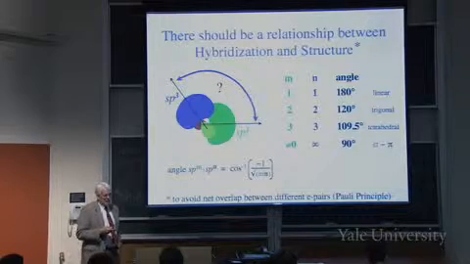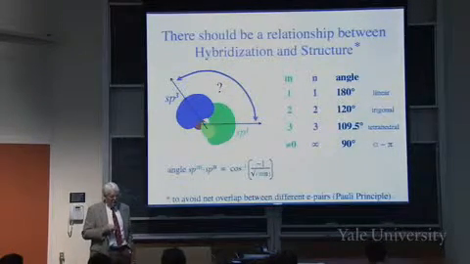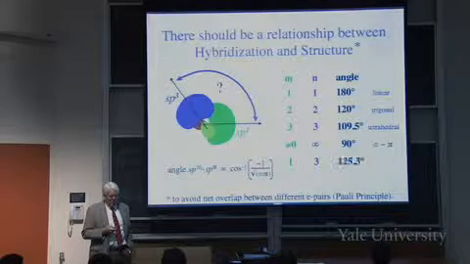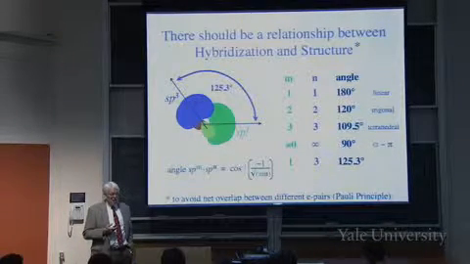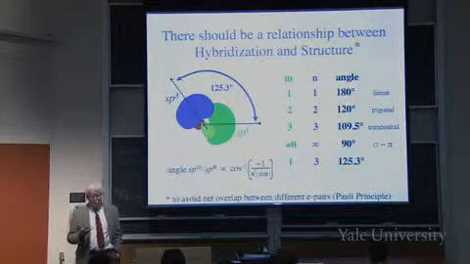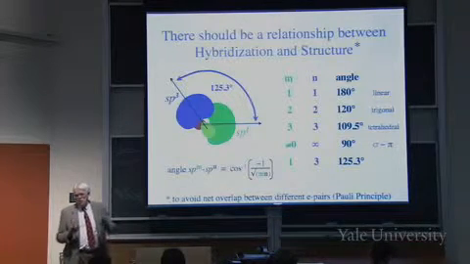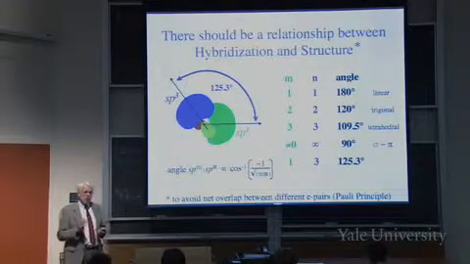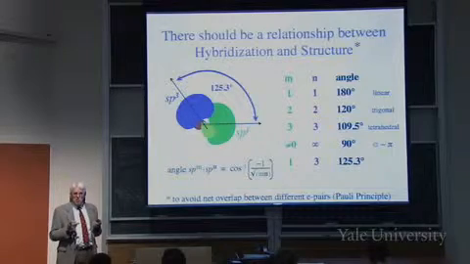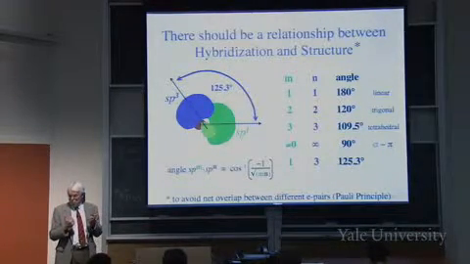Okay, so now how about this particular one we have here, where it's sp cubed and sp1? That turns out to be 125.3 degrees. So that's what the angle should be if the carbon were making one bond with sp and one with sp cubed, right? But the important thing here is that there's a relationship between hybridization of two orbitals on the same atom and what the angle should be between them.